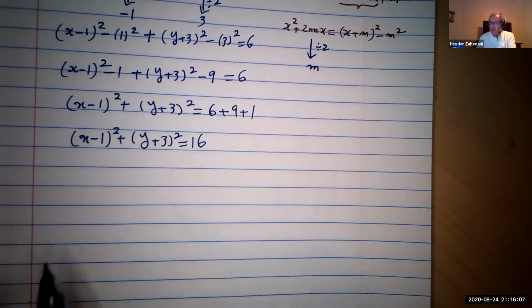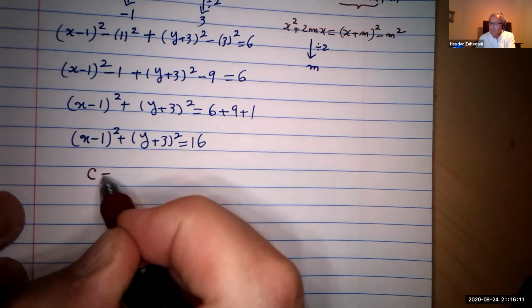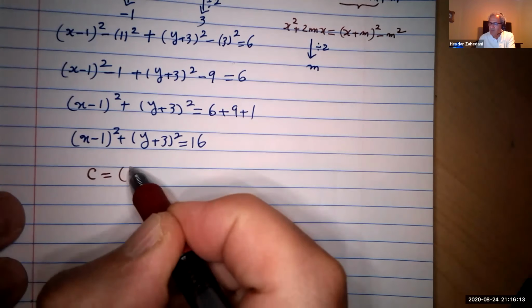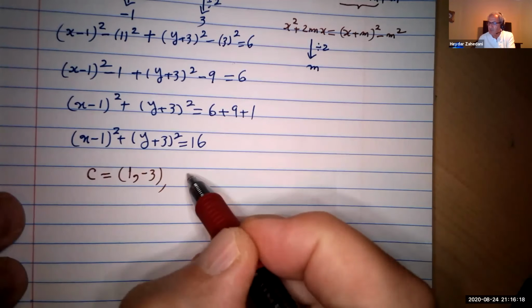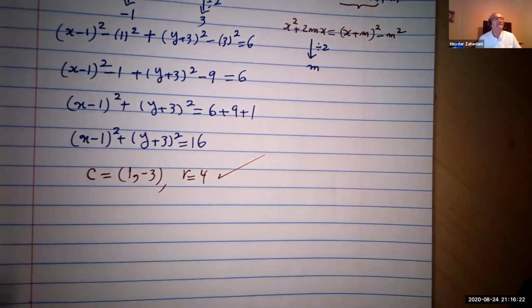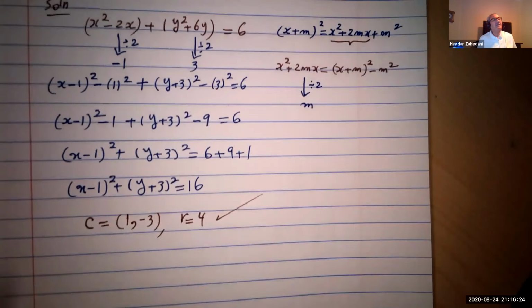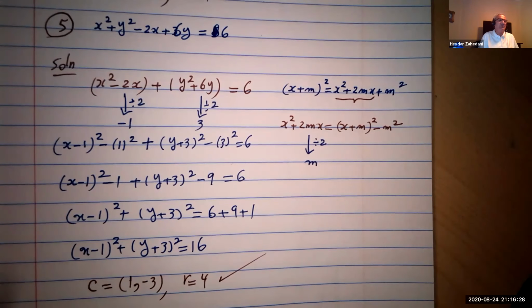Okay, so now you know what is going to be the center. The center is, the opposite sign, 1 and negative 3. The radius of the circle is equal to 4, and you're done. That's the best, most general example of the equation of a circle that you're going to see.